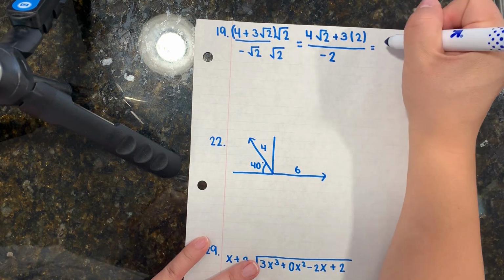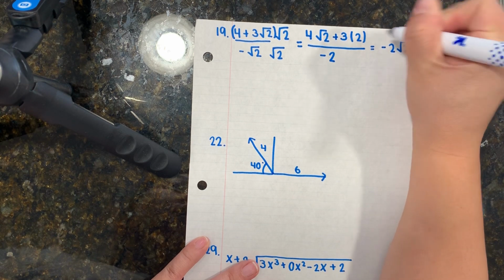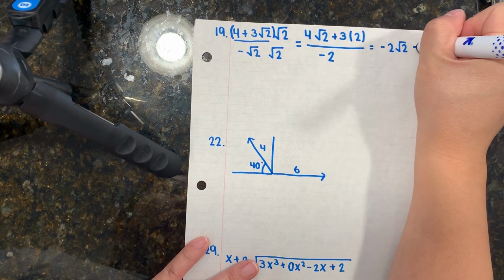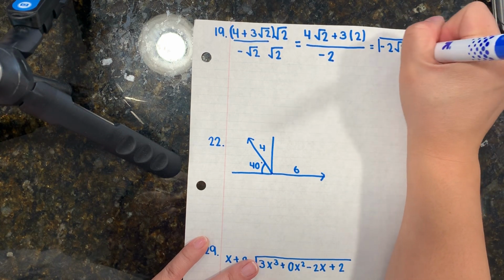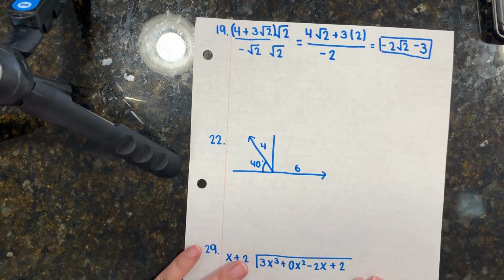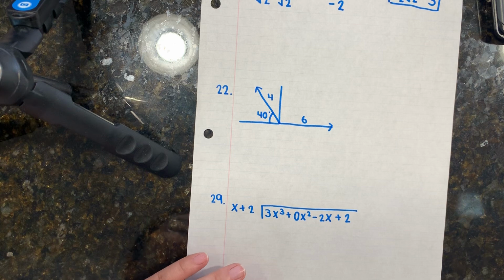Now 4 divided by negative 2 would be negative 2 root 2. And then 6 divided by negative 2 would just be negative 3. And that would be your answer to number 19. Now moving on to number 22, looks like this.